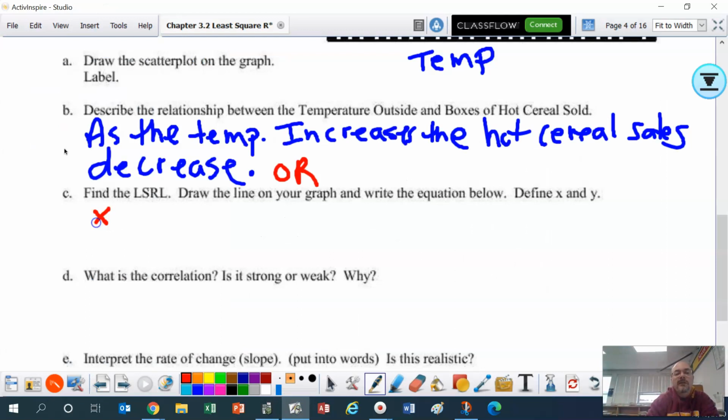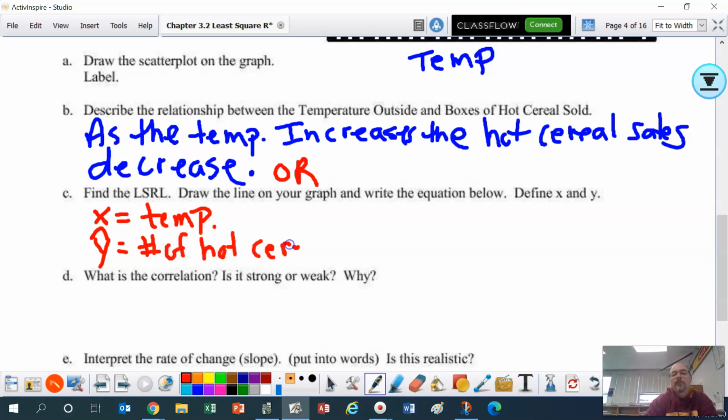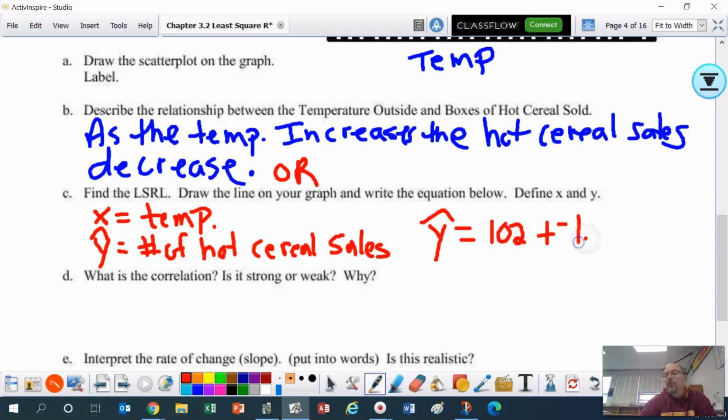Remember to define X and Y. Okay, so X is the temperature, right? The temperature outside, and Y represents the number of hot cereal sales. All right, so my Y hat, because we're going to be making predictions later, is going to equal, what was it, 102 plus, and negative 1 point, I'm going to round that to 9 for the moment, X. Okay. All right.